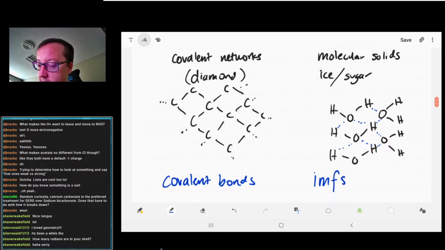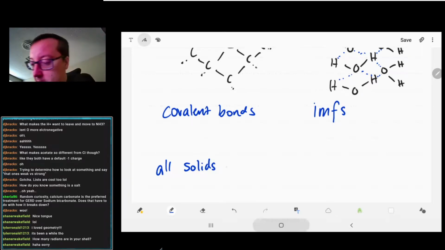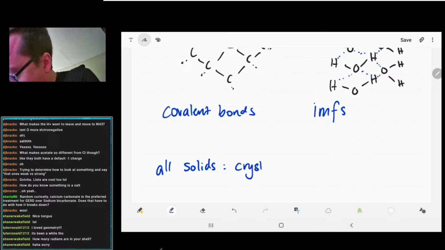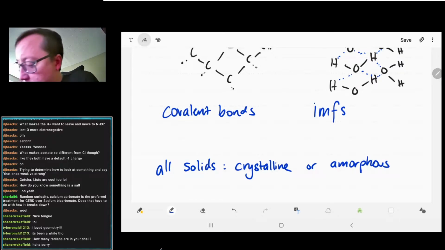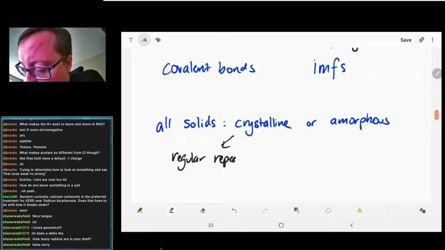Furthermore, we can classify solids, and all solids have two options. They can either be crystalline or amorphous. Crystalline means that they have a regular repeating structure. And amorphous means they're kind of randomly put together.